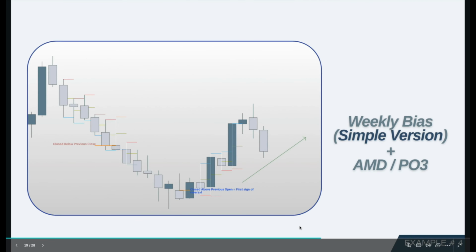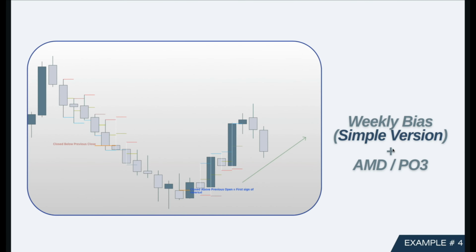Now the next one would be weekly bias, but more of a simple version, plus AMD and power of 3. I also have a video on this, so definitely check it out. I'm not sure if you guys remember, which you should, because I'm telling you to watch my previous daily bias video, but it's really simple. All you have to do is mark up the previous day, the high and the lowest point of the day, and then as long as price closed below the body and wicks, then the next candle should also follow the same.